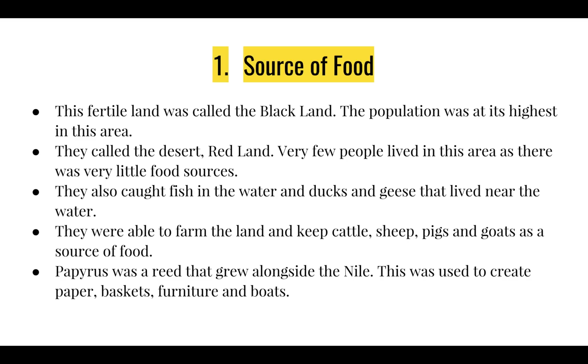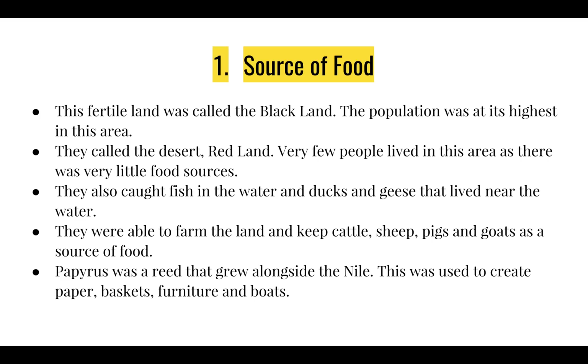The waterways also had fish, okay, which they could fish for and eat. Also, the water attracted ducks and geese, who obviously had their food sources in the water as well, and that allowed them to kill those animals and eat them. The nature of that really fertile land meant that they could keep cattle and sheep and pigs and goats and feed them and make sure that they were healthy, and then they could use them as a food source when they saw fit.